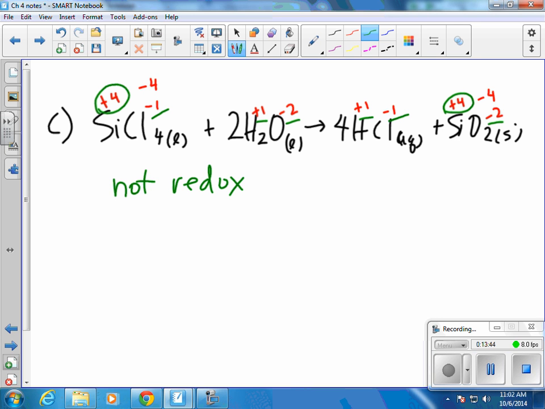It's a reaction, it's just not a redox. So in order to classify them as redox, there has to be some change of electrons, because that's what we're trying to do. That make sense? Okay. All right, then letter D. D is a reduction. It's a redox. Okay, so let's figure that one out.